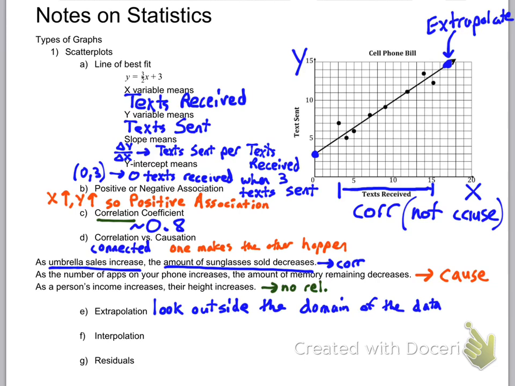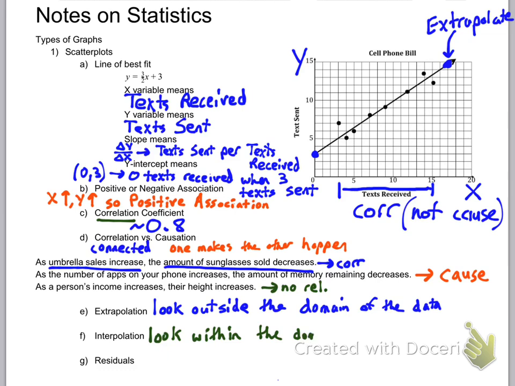In this case, if you extrapolate too far, you'll get some ridiculous numbers. Someone could feasibly receive hundreds of texts and yet not send hundreds and hundreds of texts. Extrapolating you have to be a little more careful with. It's a lot safer to interpolate the data.